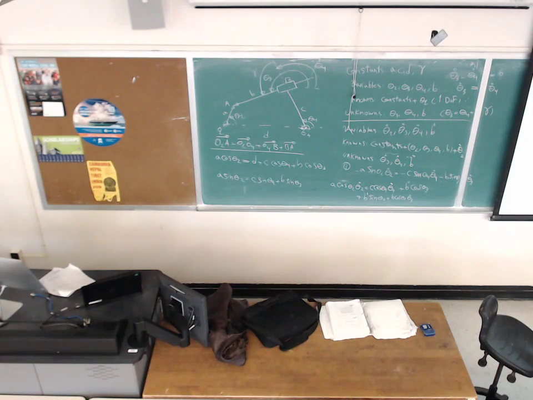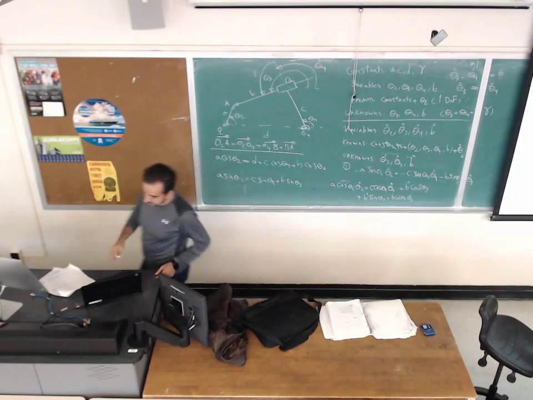Second row, second equation. The coefficient of B dot is sine of theta 4 plus gamma. Coefficient of theta dot 4 is this guy plus this guy: C cosine of theta 4 plus B cosine of theta 4 plus gamma is that. And right side is going to be A theta dot 2 cosine of theta 2.